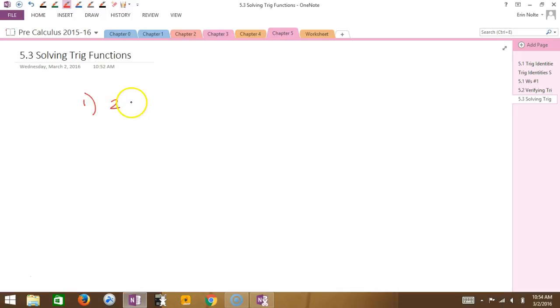So let's say I have 2 sine of x minus 1 is equal to 0. Okay, so you are using your algebra techniques to isolate the trig function. Okay, so how would you solve for this sine of x? You would add 1 and divide by 2. Perfect. So add 1. So I have 2 sine of x equaling 1, divided by 2. The sine of x is equal to 1/2.